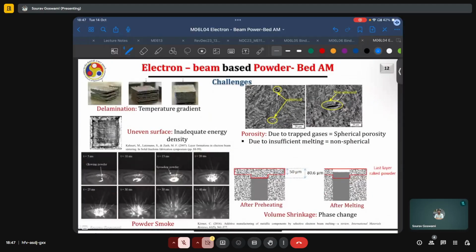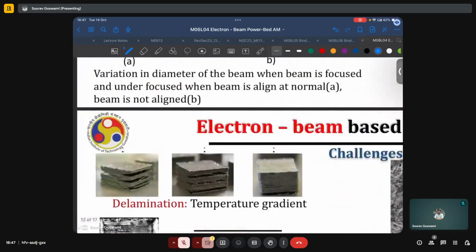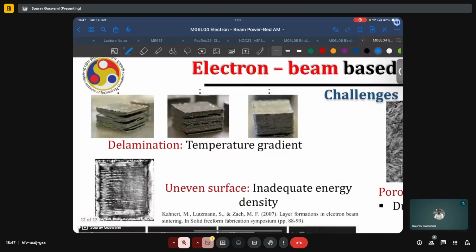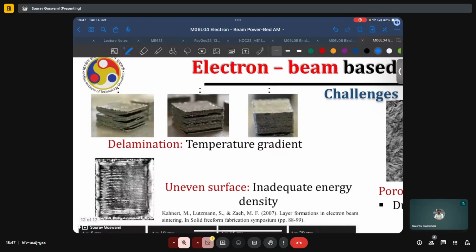The present slide summarizes some of the common challenges associated with electron beam based powder bed AM. The first is delamination, which occurs because of the large temperature gradients that we discussed. And here we can see that this delamination can occur either near the first layer, between the substrate and the part being built, close to the first layer, that is, say, in the second, third layers, and so on, or even further up.